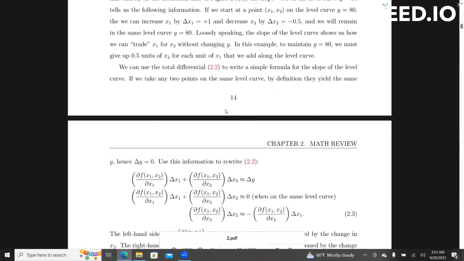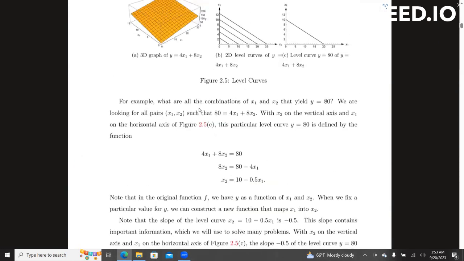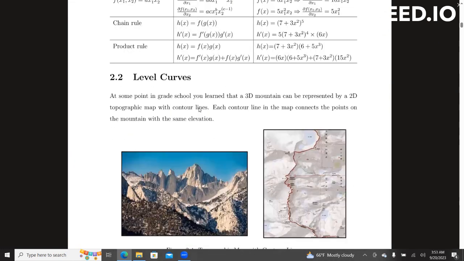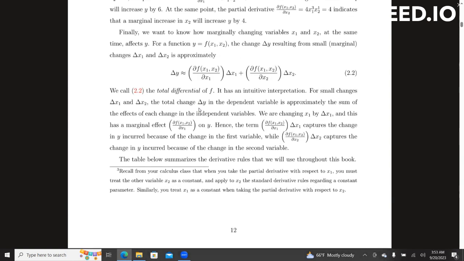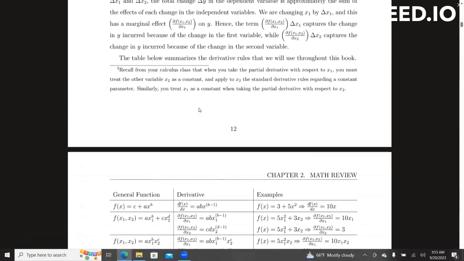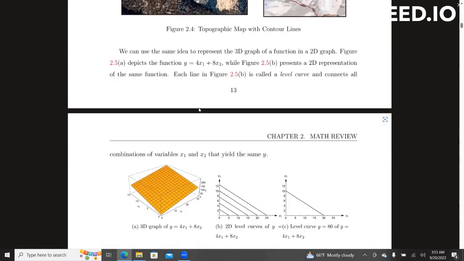Let's just see what we understand here. We can use the total differential, 2.2. They just wrote it above. We don't really have to review, but the 2.2 is just equation 2.2, which is the total differential.